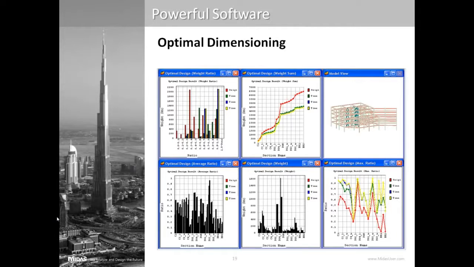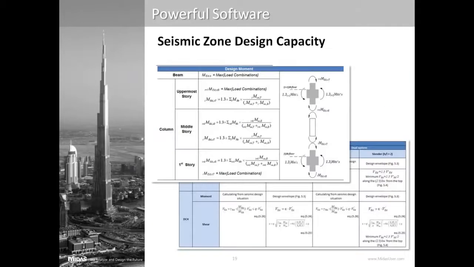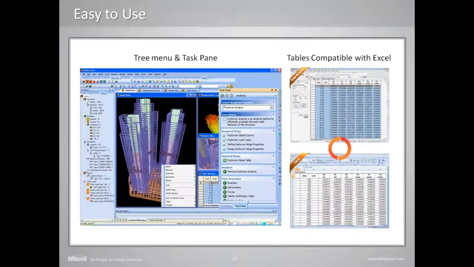midas-gen has a feature called optimal dimensioning, which is used for steel structures, in which the software gives us the most economical sections for our design, which reduces the cost of the entire structure. midas-gen also handles seismic zone design. For those countries that are in a high seismic zone, this type of analysis can be done in midas-gen.